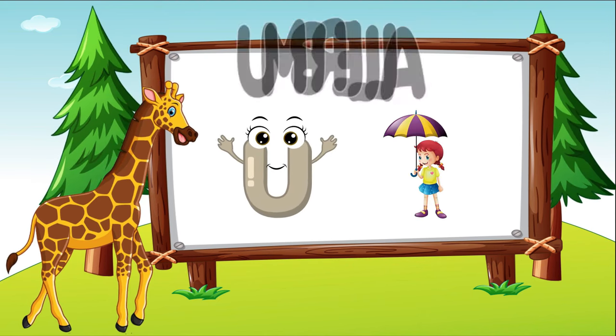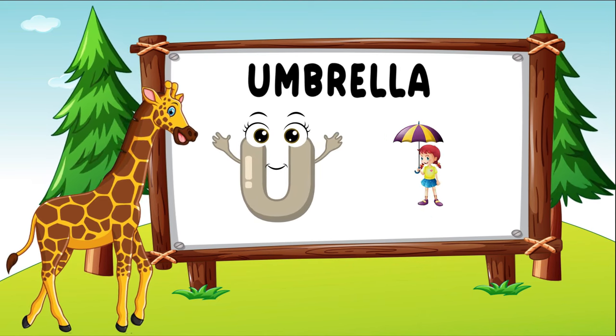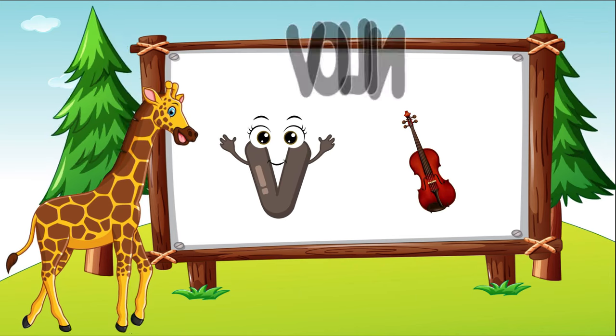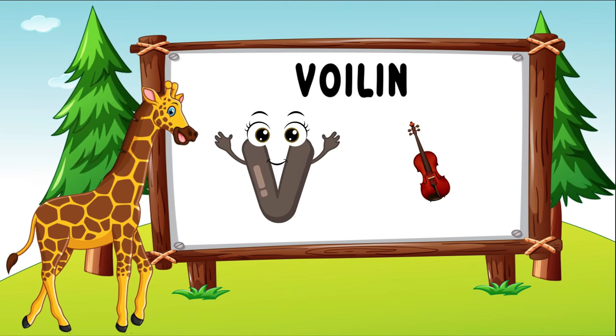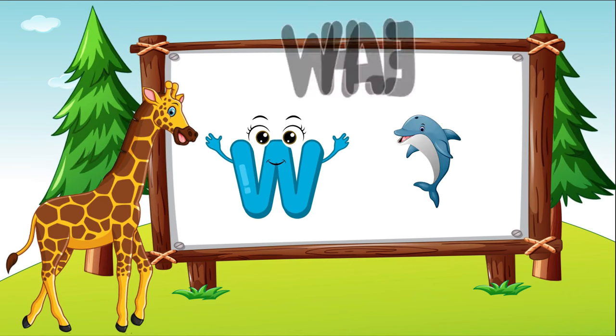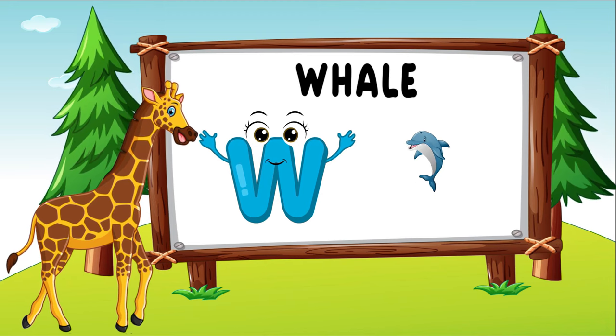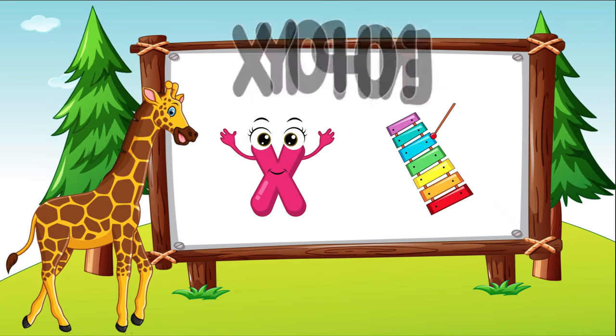U is for umbrella. U, umbrella. V is for violin. V, V, violin. W is for whale. W, W, whale. X is for xylophone.